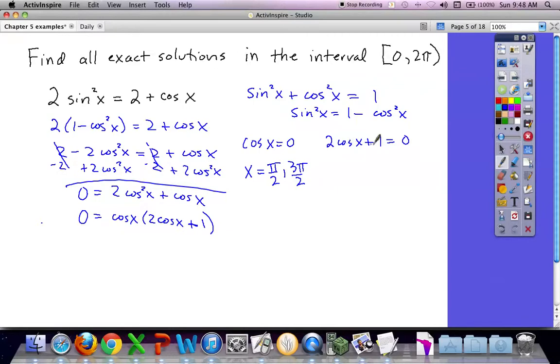Right? This one I can solve. Subtract 1, divide by 2. Cosine of x equals negative 1/2. Right? Where on the unit circle does cosine equal negative 1/2? Well, let's see. I find it useful to draw myself a unit triangle or a unit circle. Cosine is negative 1/2. The x-coordinate is negative 1/2.